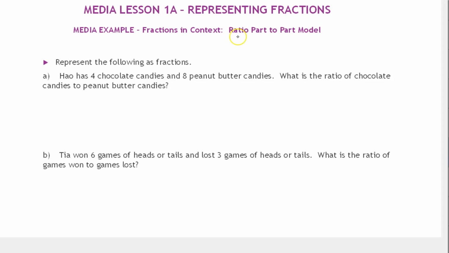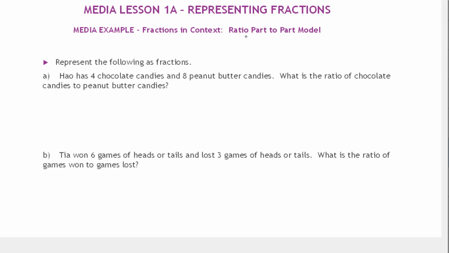So here is our ratio part-to-part model. And typically when we talk about part-to-part models, we frequently refer to them as ratios, even though they're not the only type of ratios. For some reason we use the word ratio when we talk about part-to-part.